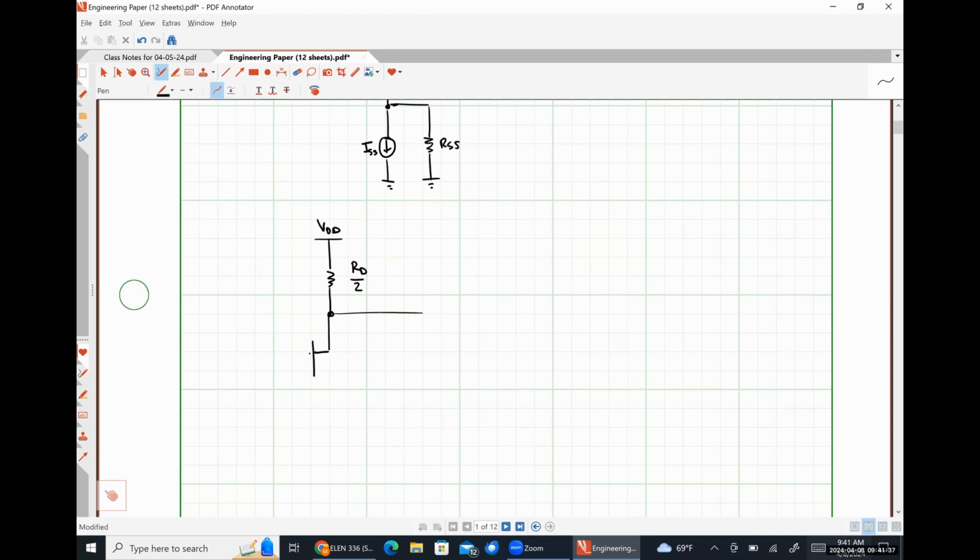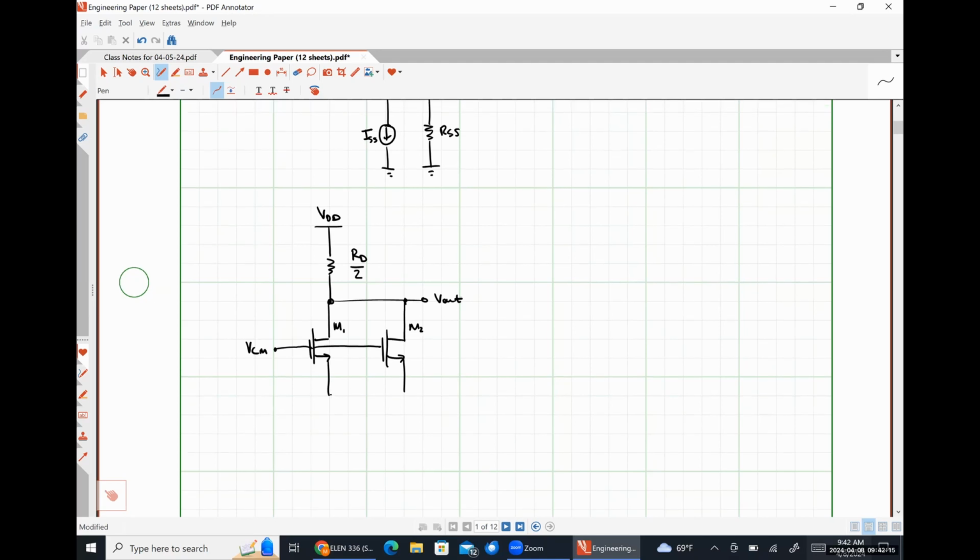Here's transistor M1. I'm going to put transistor M2 over here. And I am just tying these gates together. So this is just a shorthand notation for me applying the same voltage at the gates of both. And here's our signal VCM. And here's our output voltage node.